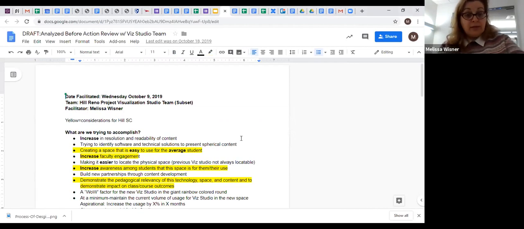With them, you can see that we got the same sort of feedback. We're creating a space that is easy to use for the average student. And so I went back in and said, okay, easy and average, we would need to define those terms a bit more to increase awareness among students that the space is for them, this very high-tech looking 360 round visualization studio. So what does it mean to really increase awareness?